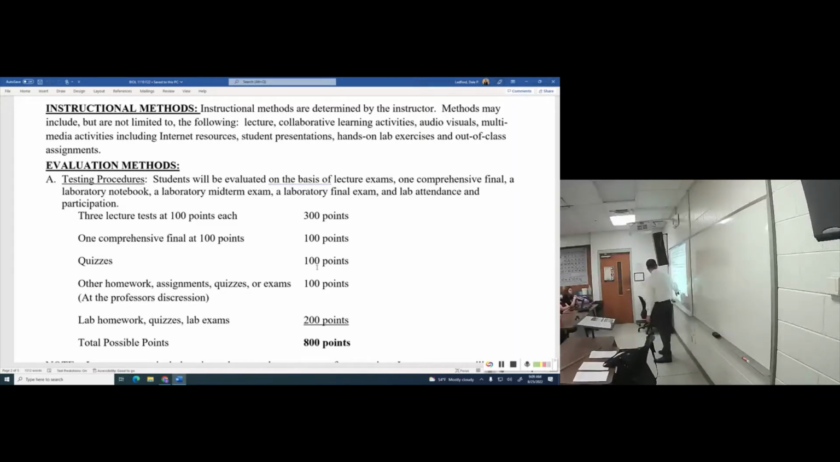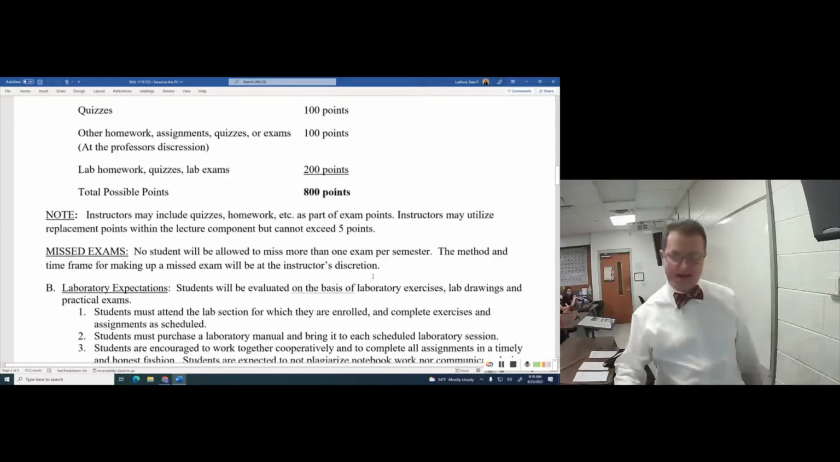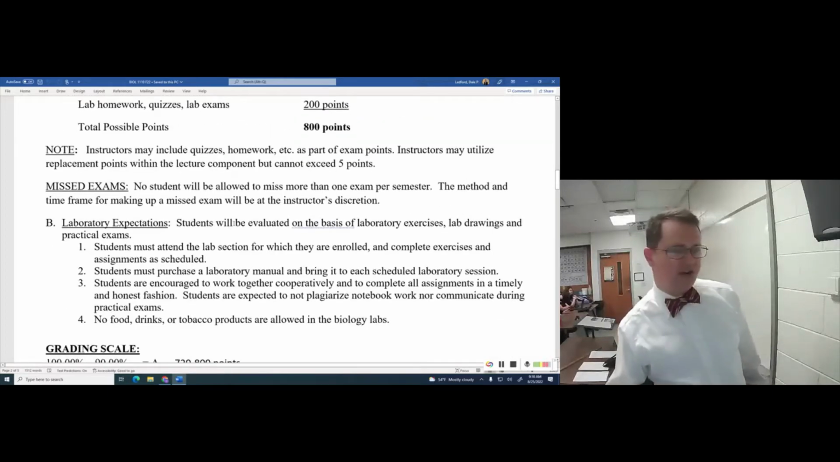Then your lab is 200 points. It's an 800-point class, total 800 points. But I have this 100 that's up to me, and I decided an extra exam would be better. Now, there are things I'm thinking about doing in the future, but I have this outlined in my addendum. Now, just a few other things.